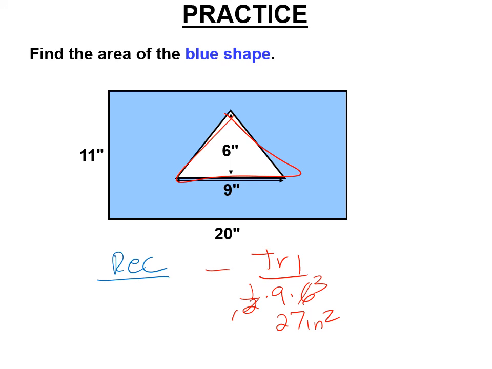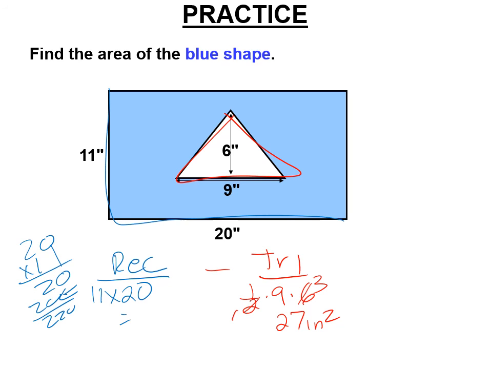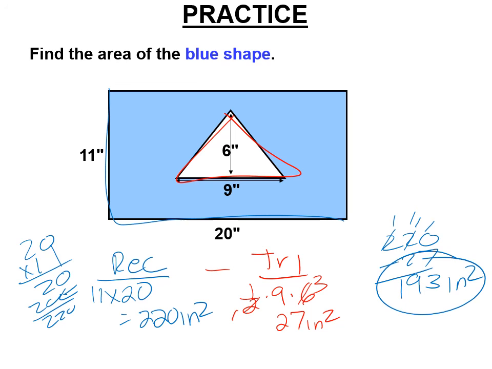The rectangle is 11 by 20, and 20 times 11 is, stepping over, 220 square inches. And 220 square inches minus 27 square inches. And we're going to borrow again. And I'm getting 193 square inches of blue. That's how much blue is there, right? It would be 220 square inches if the triangle cutout wasn't there.